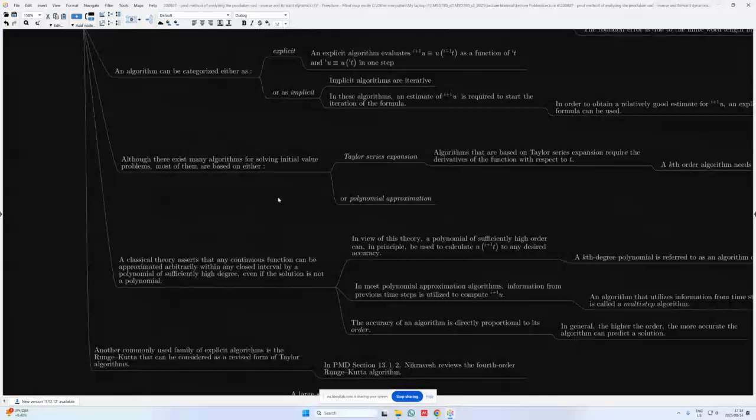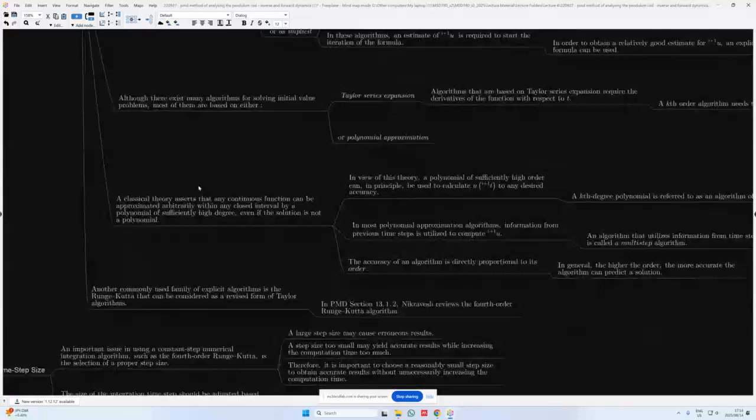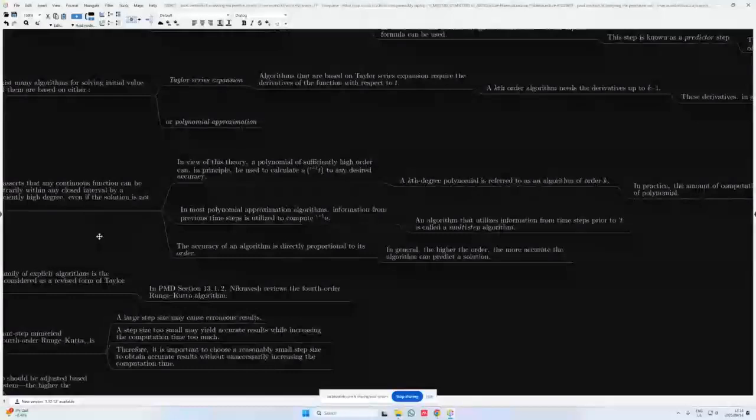I believe we're going to delve into that a bit later on, but just take note that a polynomial approximation can be used when we solve these initial value problems as well. A classical theory asserts that any continuous function can be approximated arbitrarily well within any closed interval by a polynomial of sufficiently high degree, even if the solution is not a polynomial. In view of this theory, a polynomial of sufficiently high order can, in principle, be used to calculate u as a function of ti plus 1 to any desired accuracy.